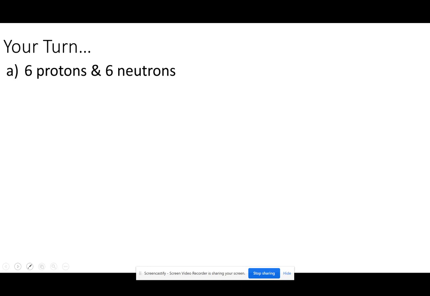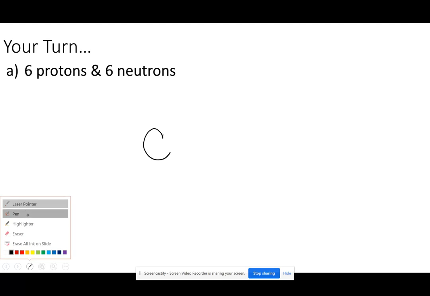Okay, for letter A, the chemical symbol is going to be carbon. Well, how in the world did I know that that was carbon? I didn't tell you it was carbon. There's nothing on the screen that says it's carbon. I looked to the number of protons. Remember, the number of protons defines what element we're dealing with. So looking at the periodic table, I see that carbon has an atomic number of 6. That's how I knew that it was carbon.